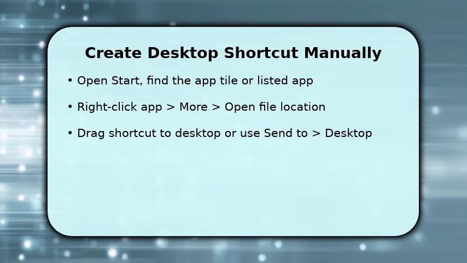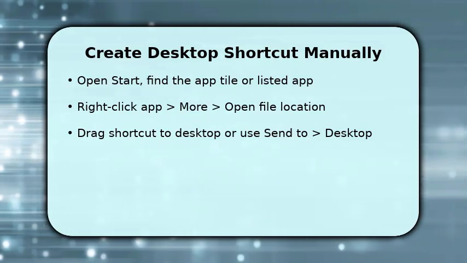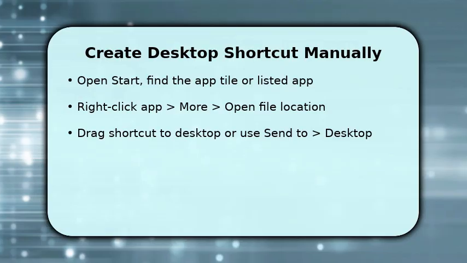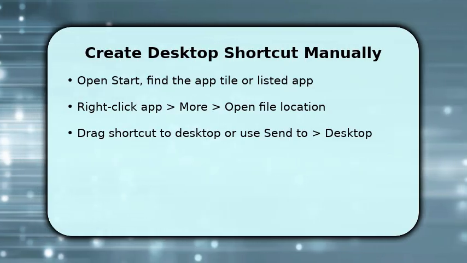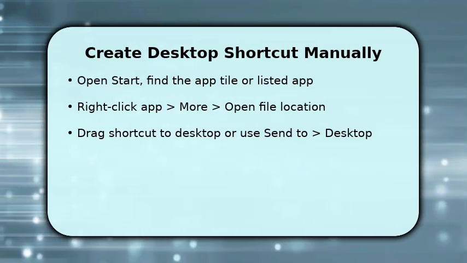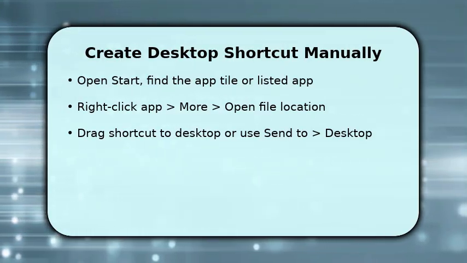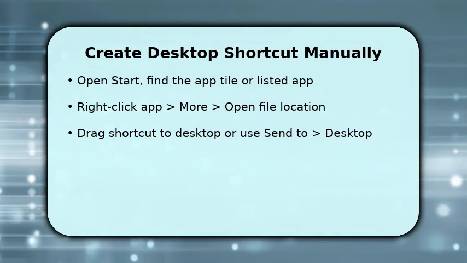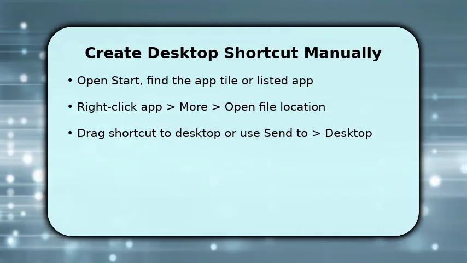Right-click that app and choose More, then Open File Location. This finds the shortcut in File Explorer. Once visible, drag the shortcut to your desktop or right-click it and choose Send to Desktop, Create Shortcut. Make sure permissions allow shortcut creation.